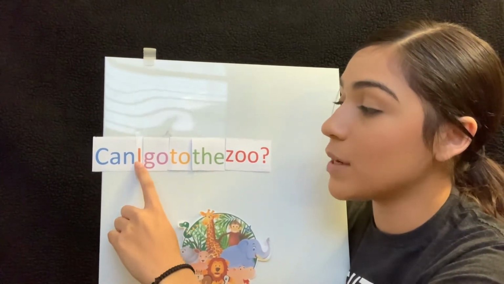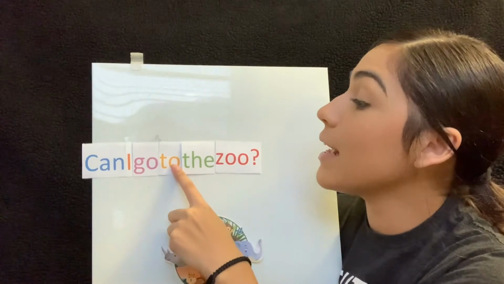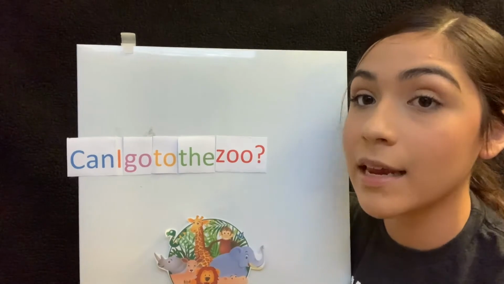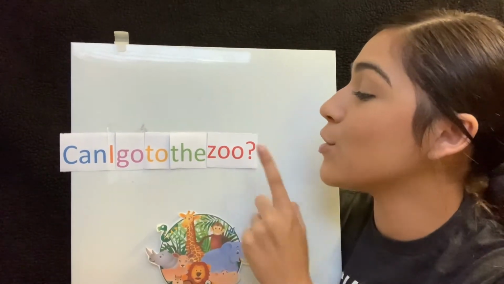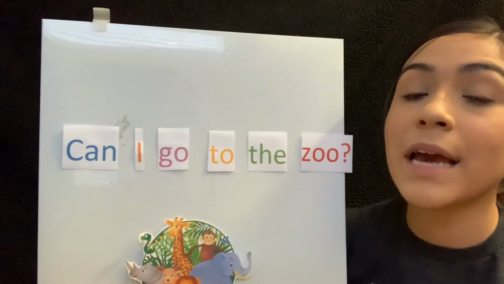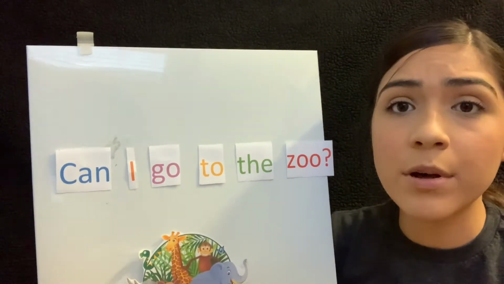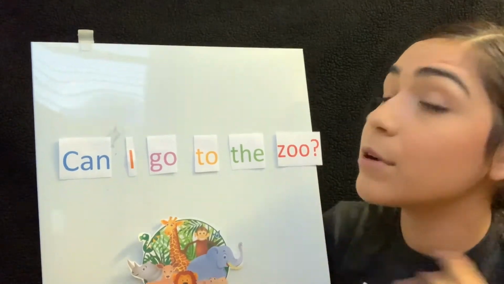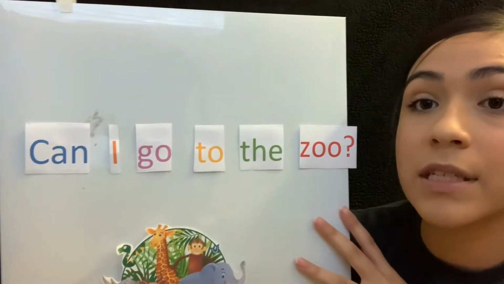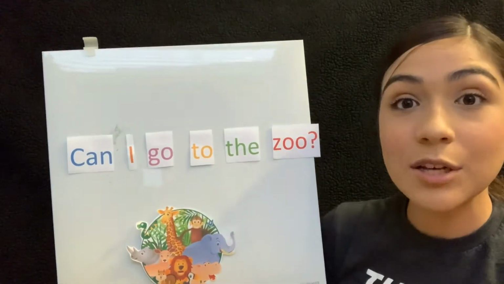After I, in between I and go. And then the next one between go and to. And then the next one between to and the. And lastly, our last spaceman will go between the and zoo. Correct, friends. So this is what our sentence will look like once we have all our spaces down. I didn't add our spacemen down just because I want you to see how it looks in our regular form, how it should look without spacemen in the way. Do we see how it's much easier to read? Can I go to the zoo? It's so easy to read now.